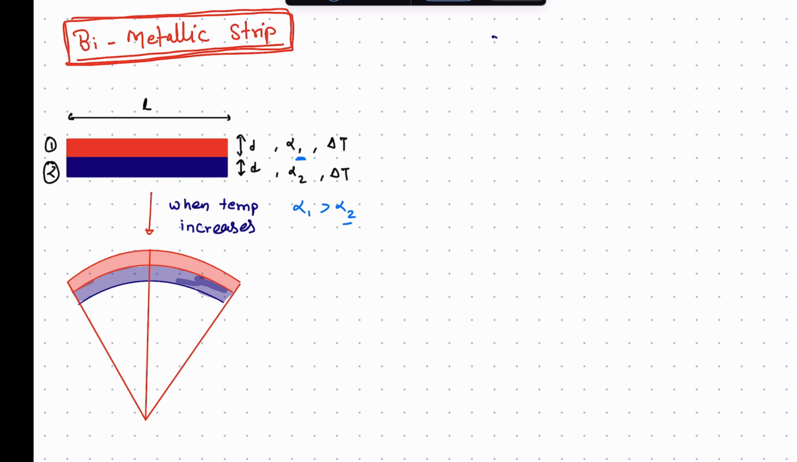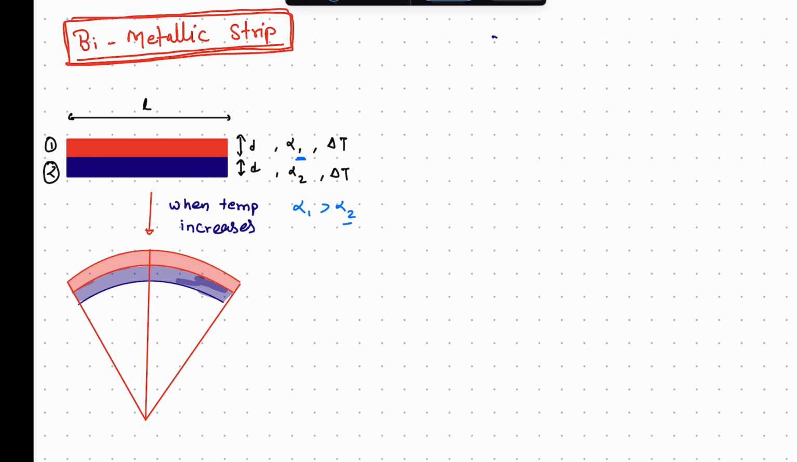In that arc, the material which has more coefficient of expansion will be toward the convex side, and the material which has lesser coefficient of expansion will be towards the concave side, because the material toward the concave side has the lesser radius of curvature. That is why for the same angle, the length of the arc is going to be lesser. But the material toward the convex side has more radius of curvature, and for the same angle of arc, the length of arc will be more.